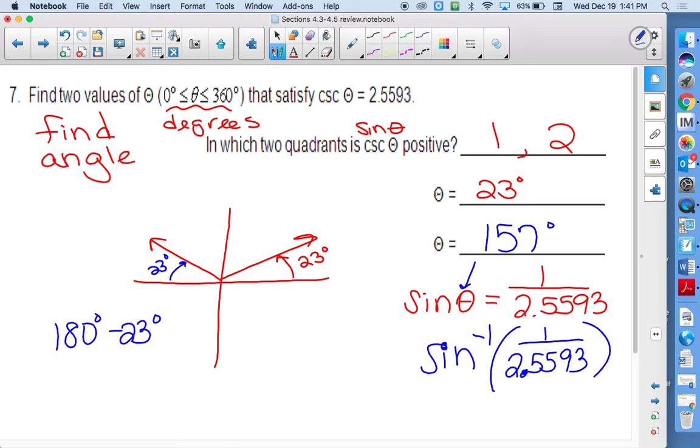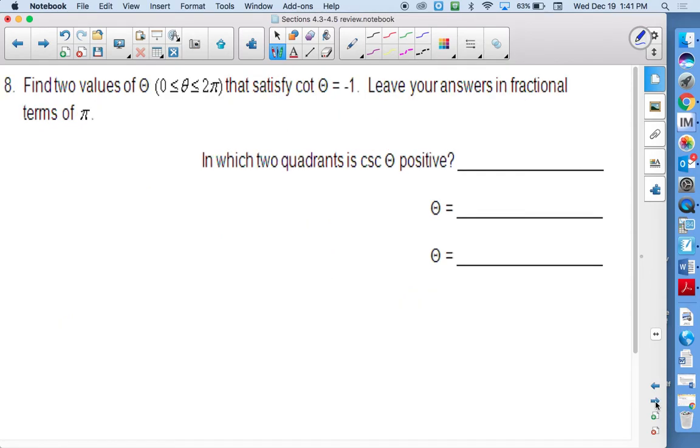So again, it has to be in the first and second quadrant because every function is positive in the first, and sine is positive in the second. That's why it has to be in those two. The calculator uses the inverse function, it'll calculate the first angle for you, and then you use that angle as a reference angle to get the second one. Questions on that? Okay, so let's look at the next one, because the next one talks about radians instead of degrees. So number 8 says find two values of theta. Again, you're finding the angle.